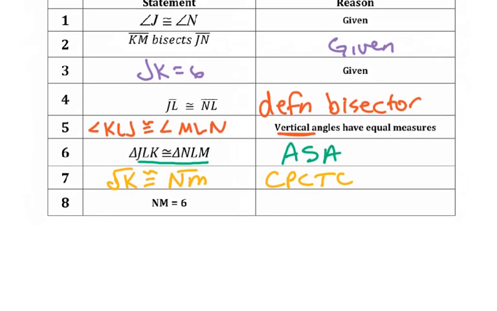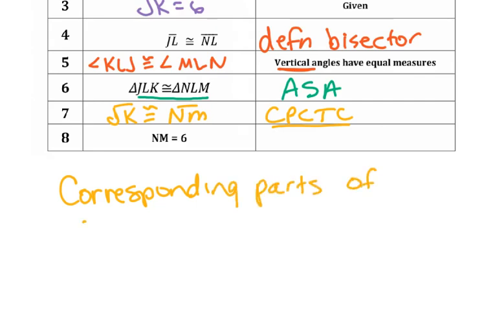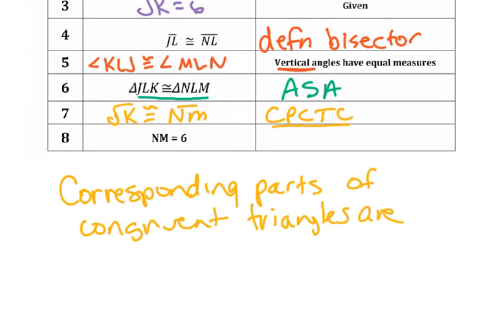So let's talk about what CPCTC is. This is a really great tool, but it's really easy to get it mixed up with how you're using it. It's an acronym, and it stands for corresponding parts of congruent triangles are congruent. So that's where we get CPCTC. It's obviously a lot faster to say that than to say that whole thing.